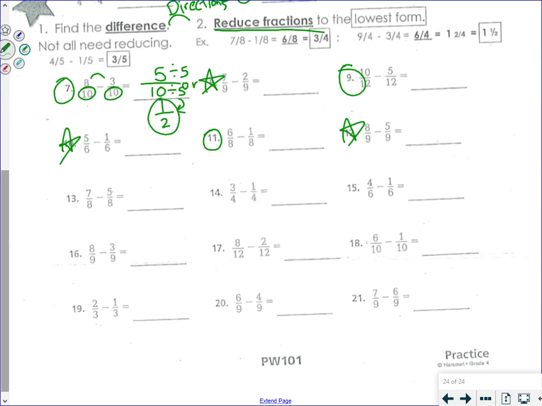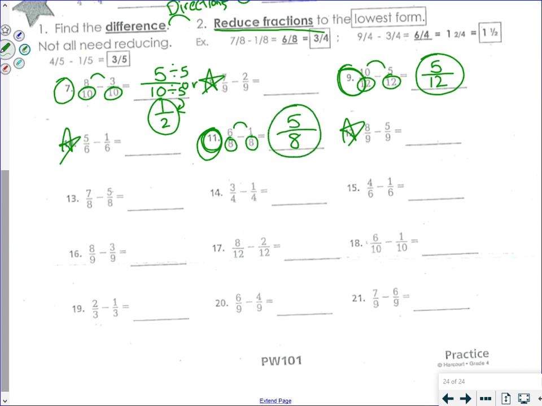Okay, let's try number 9 here. Okay, so we have 12 on both, so that means we can just start with that. 10 minus 5 is 5. We cannot take 5 out of 12, so that is reduced. Okay. 10 and 12 are going to be extra practice, so we'll work on 11 here. So 8 and 8. 6 minus 1, so we can move the 8 down. 6 minus 1 is 5. We cannot take 5 out of 8, so that is reduced. That's good to go.